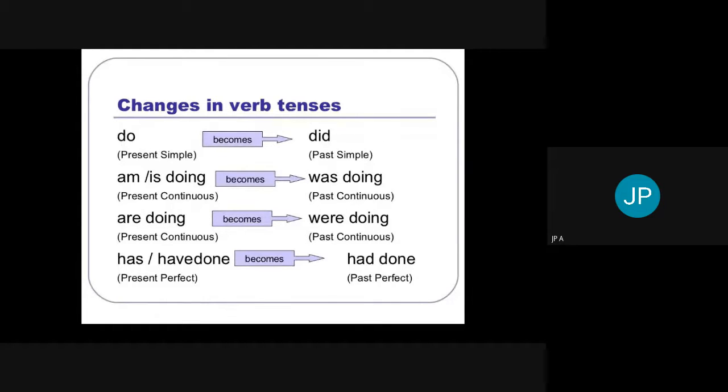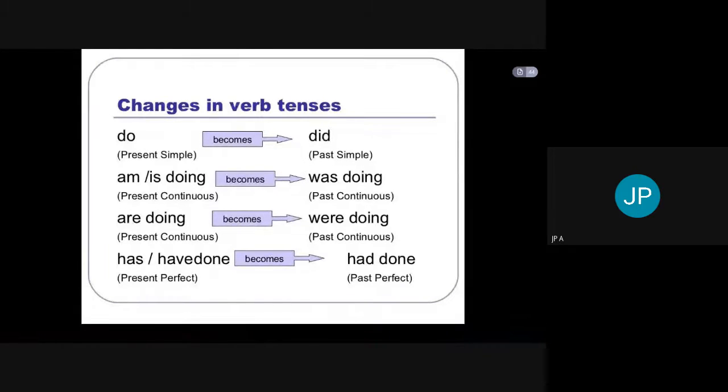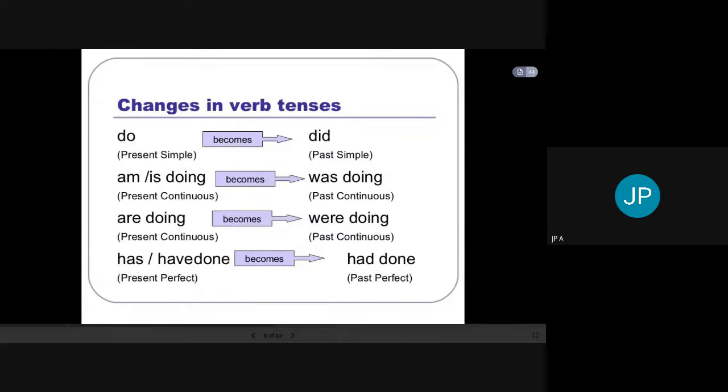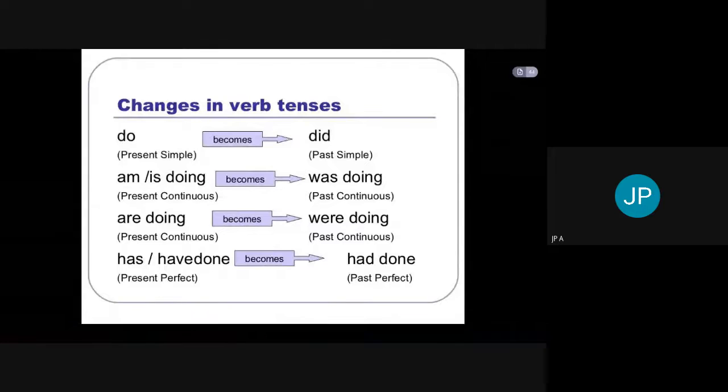Do becomes did. Am or is doing, depending on the subject. If I is the subject, then it will be I am doing. If she or he is the subject, then she is doing or he is doing. So present continuous becomes past continuous. That is, all present forms will change into the past tense. Simple present will become simple past. Present perfect will become past perfect.